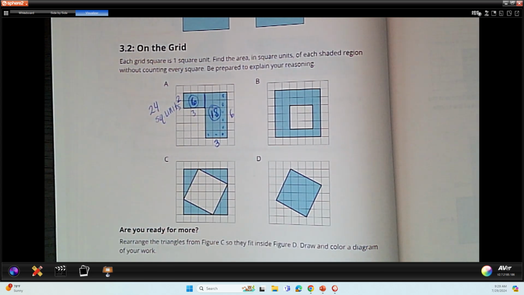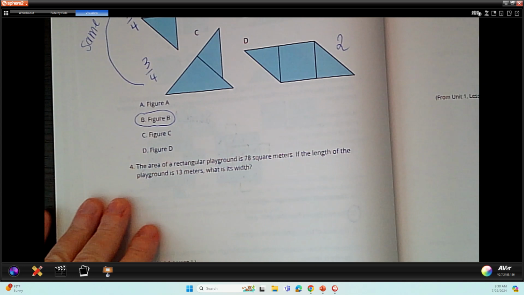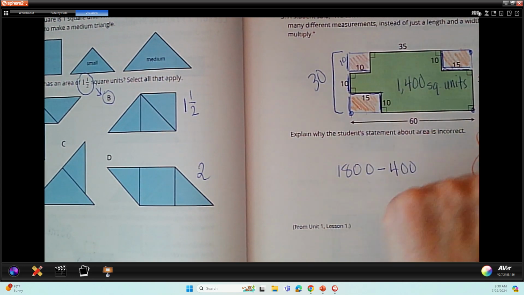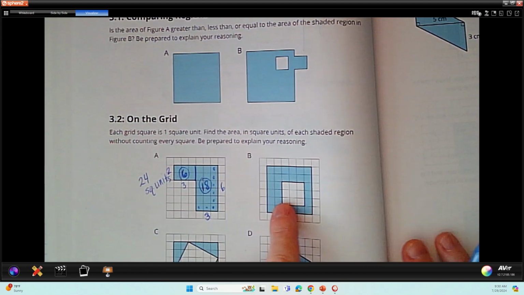That one was pretty easy. Okay. Now, this one, we could look at this a couple different ways. Remember how I told you in the last video, sometimes it's better to look at the whole and subtract out what we don't need than it is to count what we have.